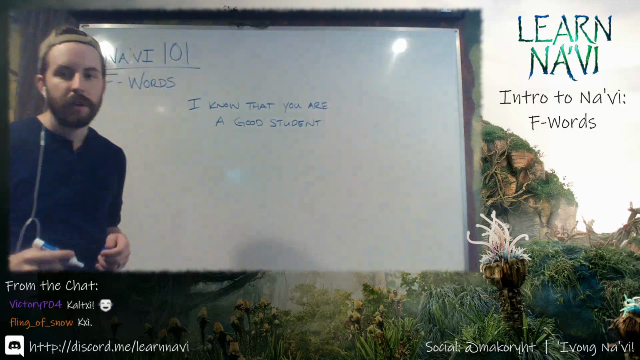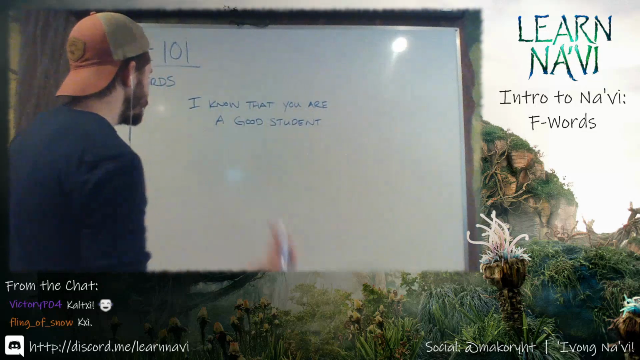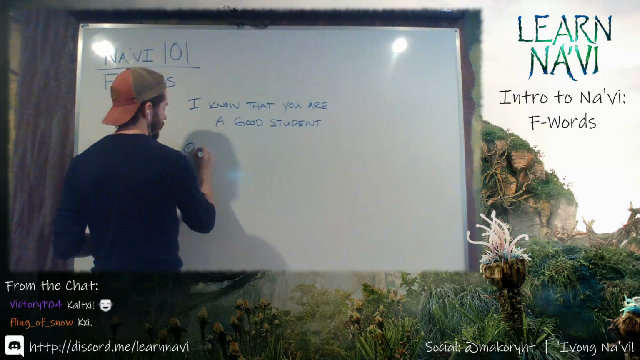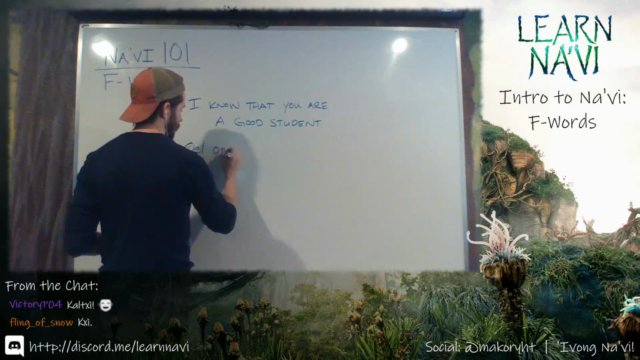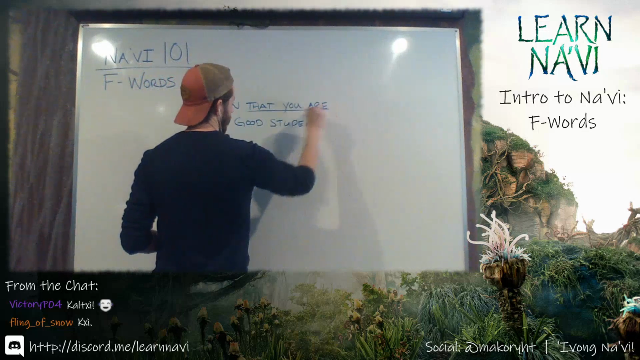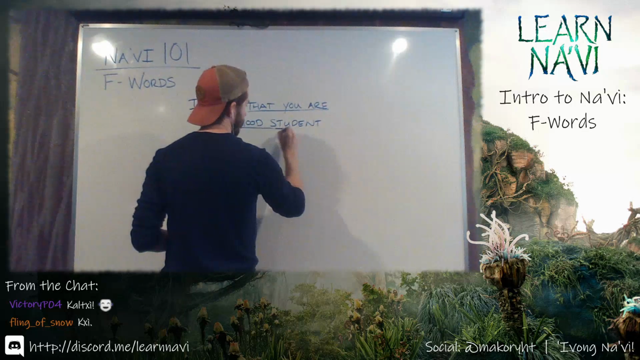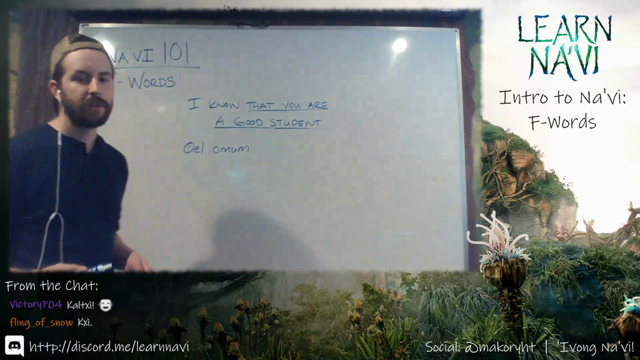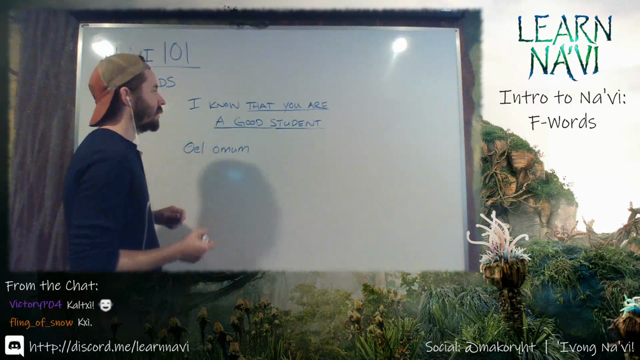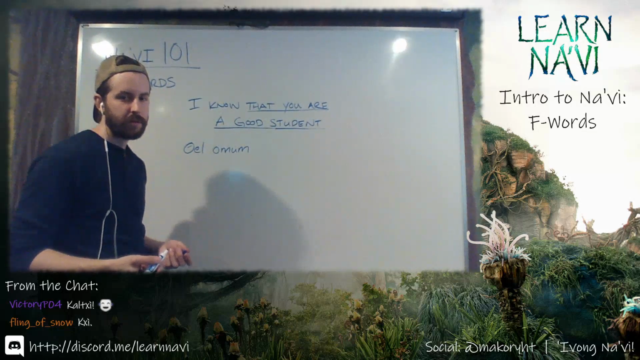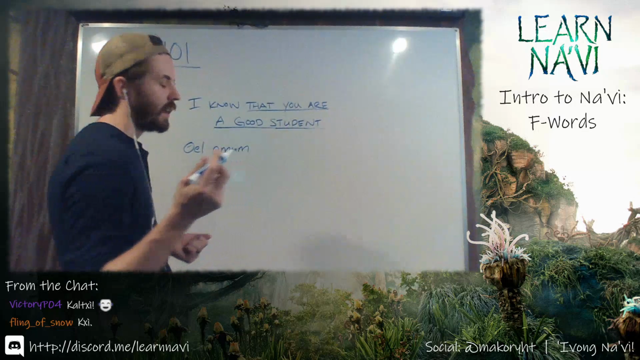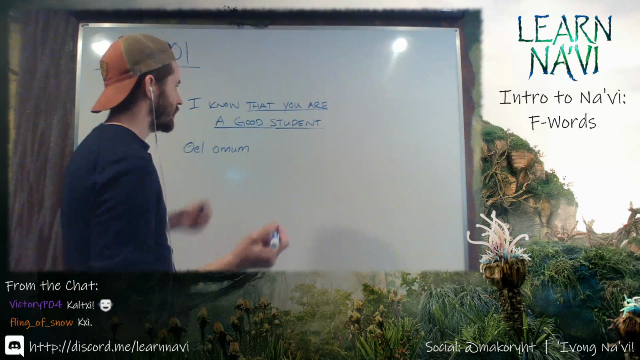Okay? Our verb to know, omum. So, ol, well, omum. And here is our subordinate clause, okay? I know something, okay? What is it that I know? I know that you're a good student, okay? So what we need to indicate as our subordinate clause is this part right here.